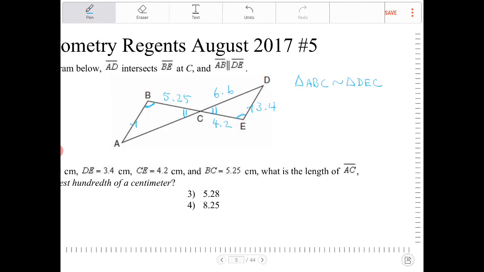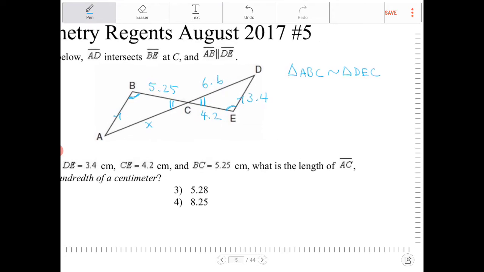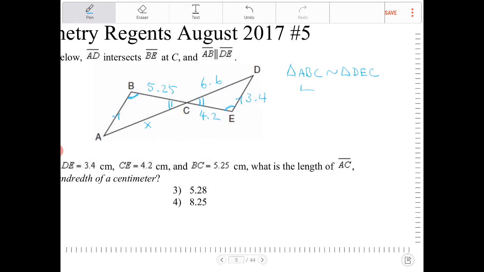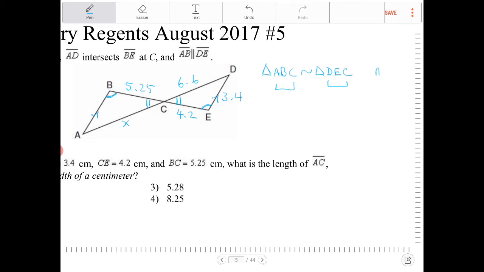So with that in mind, the goal is to find the length of AC, which I'm going to call X. I can see here that AC will correspond with DC. So then I can form ratios because these two triangles are similar. And again, they're similar because of the angle-angle theorem. I forgot to state that earlier. Okay, so I can make comparisons now. I can set up proportions.